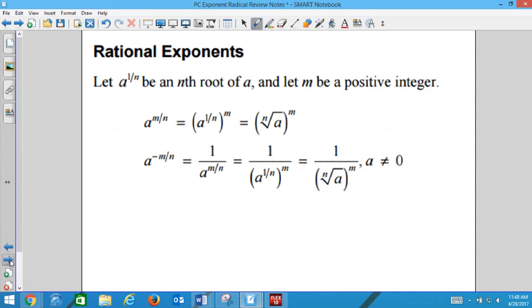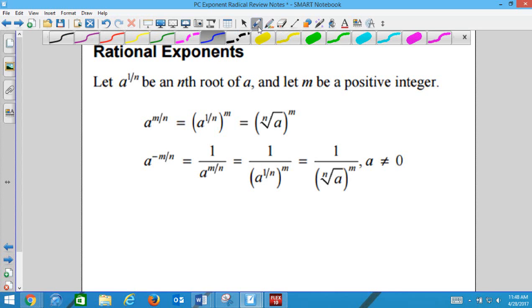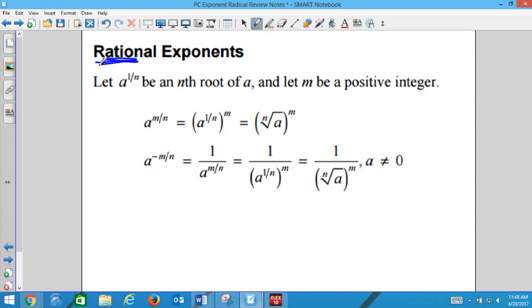And then this part right here is the part that is going to keep occurring in here over and over again. When you have a rational exponent, what does rational mean? Fraction. That's what it means. Ratio. Fraction. Rational means fraction. So when you have a rational exponent, we're going to have a fraction exponent. Here's an example right here. A to the m over n.